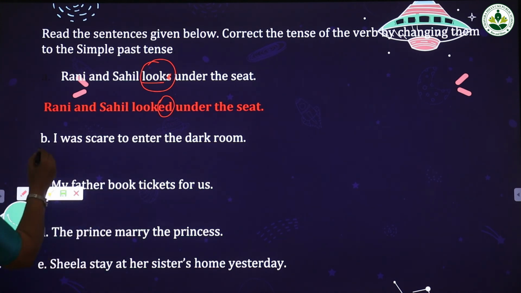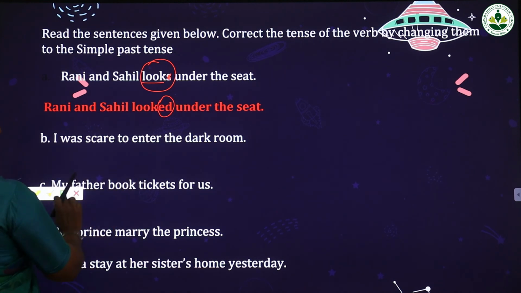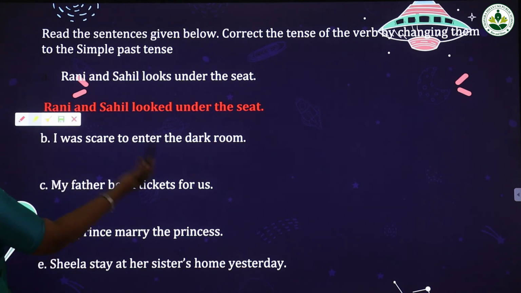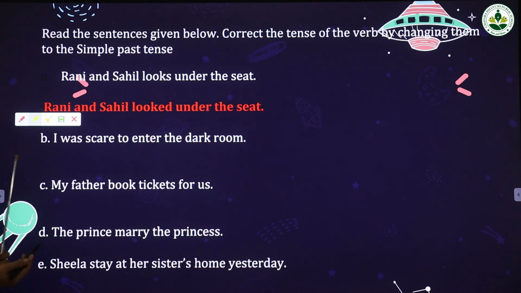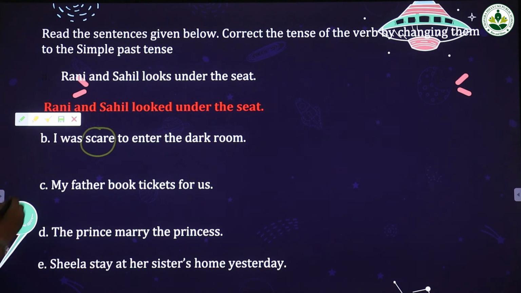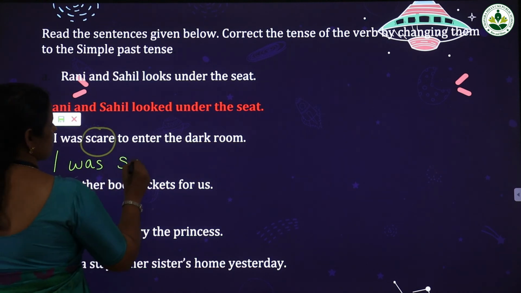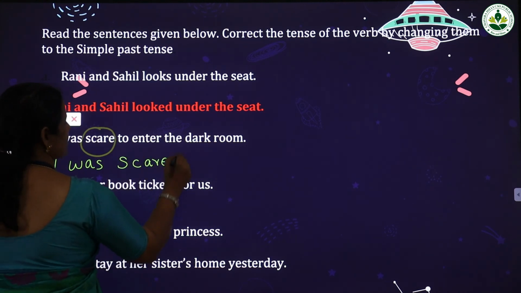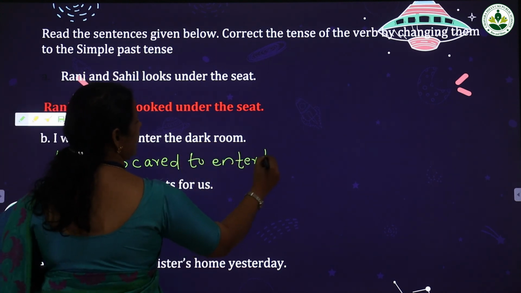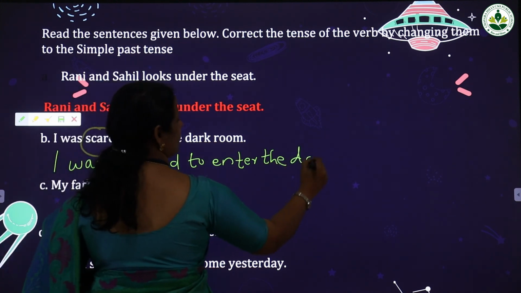Then second sentence. I was scared to enter the dark room. In this sentence the verb, or the action word, is scare. So when you rewrite, the sentence will be I was, past of scare ends with vowel, so enough to add d. S-C-A-R-E-D, scared to enter the dark room.